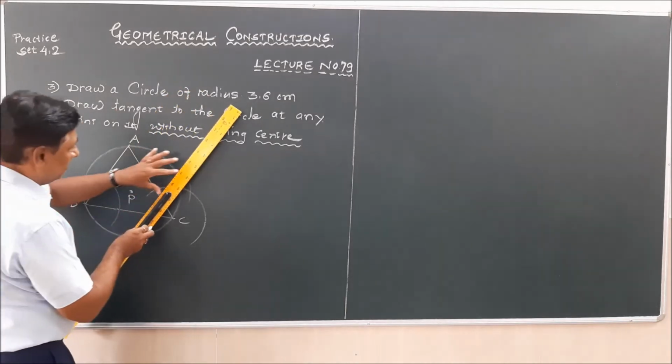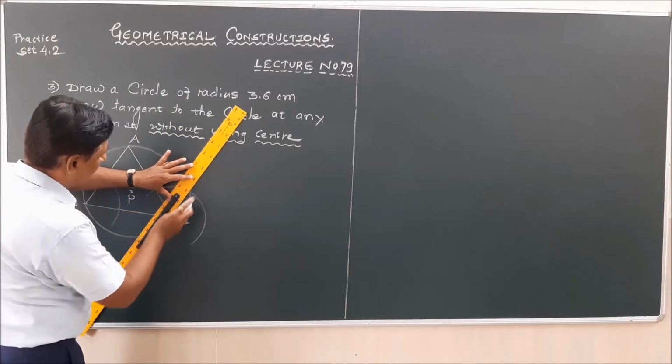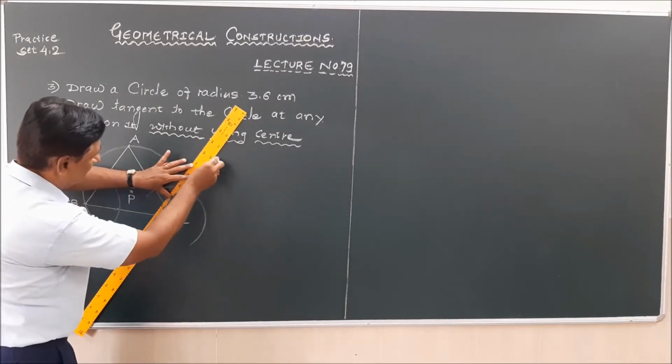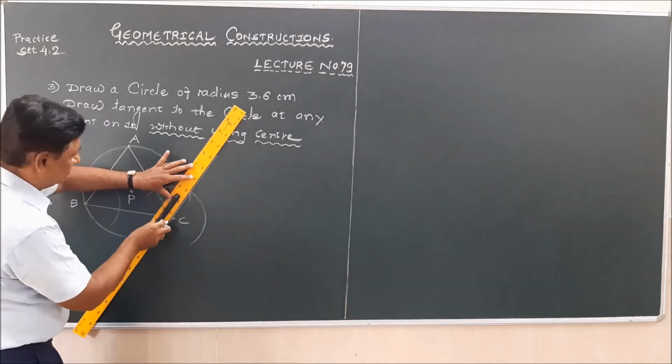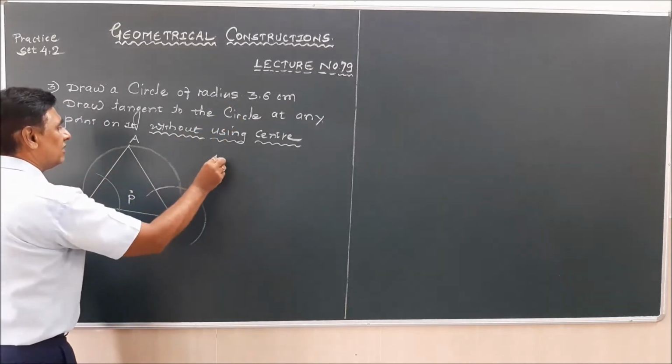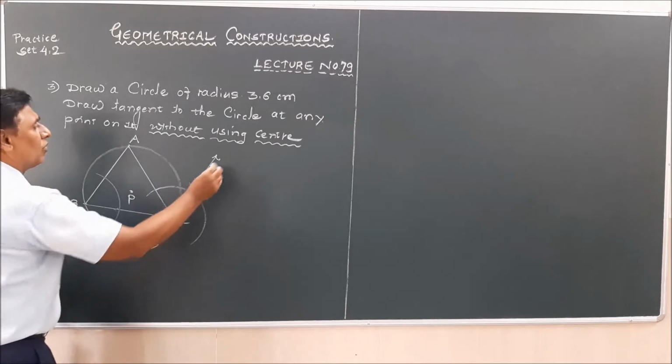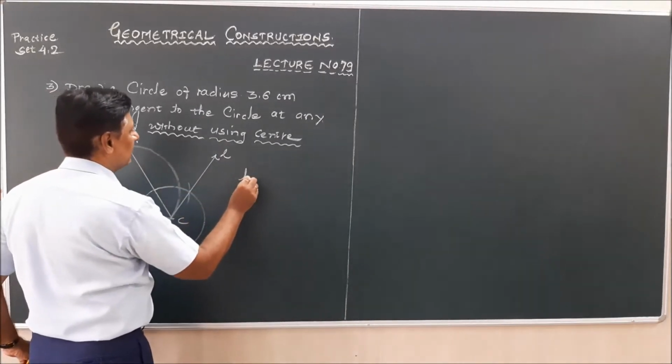Then through the point of intersection of these arcs, draw the tangent. Fine. This is how line L is the required tangent.